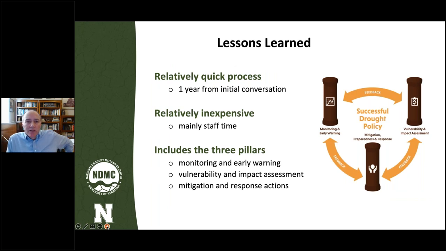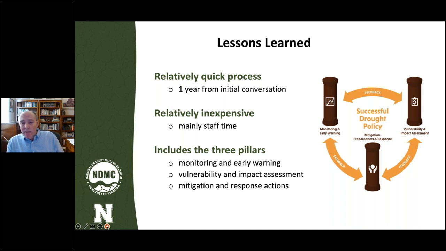As was mentioned, this was a relatively quick process for developing a drought plan. About a year from some of the initial conversations. And then I would say really some of the meat of the work, the writing and the stakeholder engagement, was probably over a 6 or 7 month period. And on both ends, there were some initial conversations about what to include, and on the end, some review. But a lot of that meat was done in about a 6-7 month period.